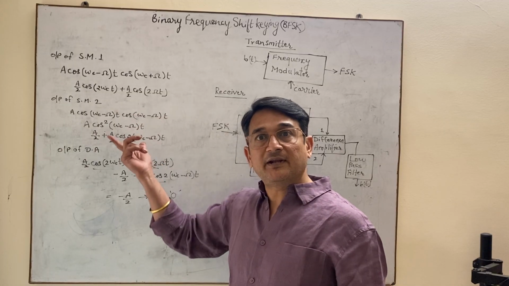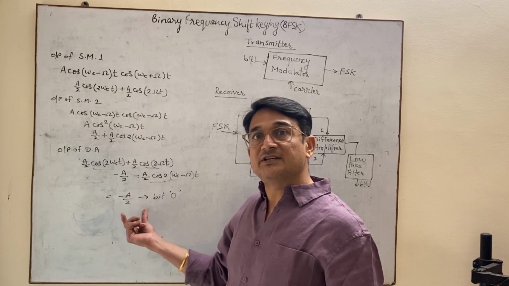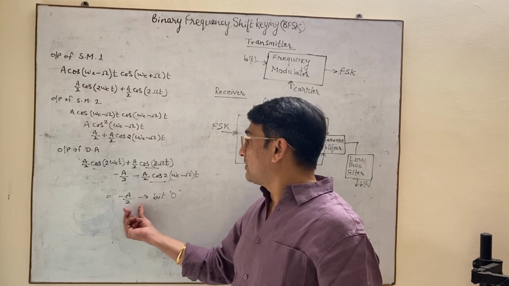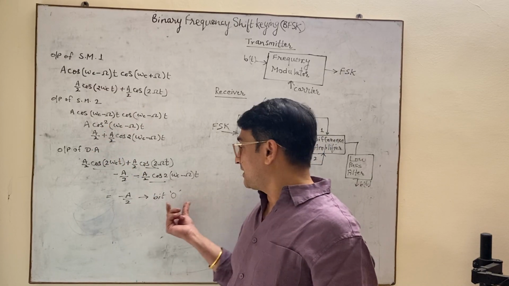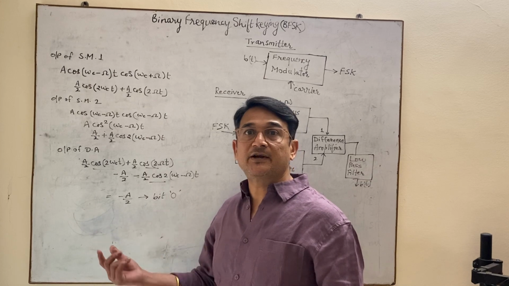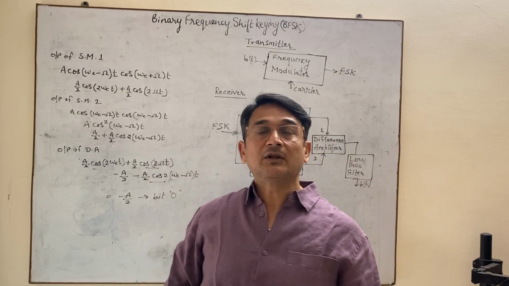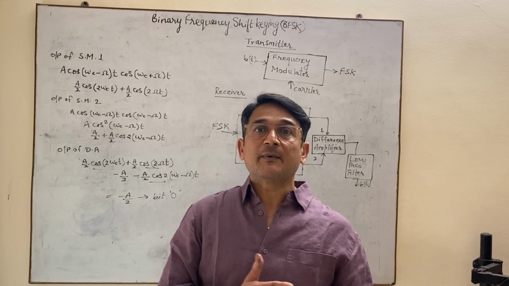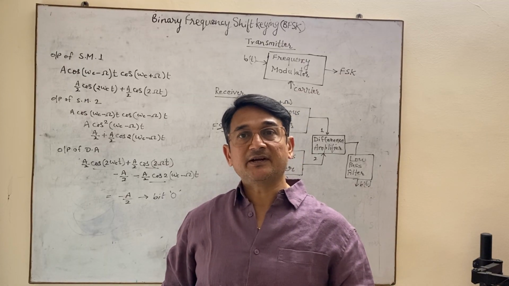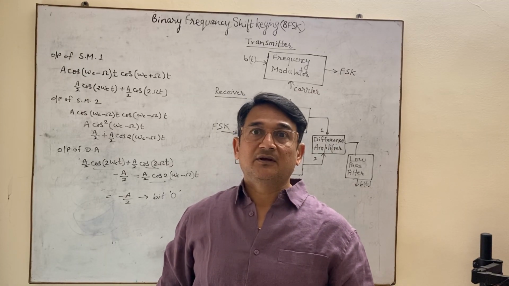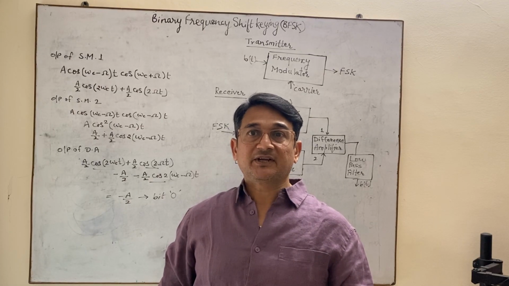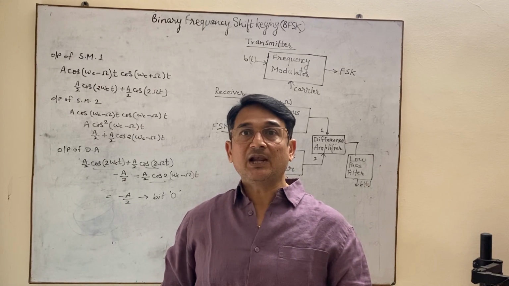In the previous mathematical expression, we have seen that we received A/2 when bit 1 is transmitted. So bit 1 corresponds to plus A/2 and bit 0 corresponds to minus A/2. This way we can receive all the bits coming from the transmitter, or all the binary data which is transmitted for the operation. So this is the complete explanation of binary frequency shift keying. I hope you understand the concept well.